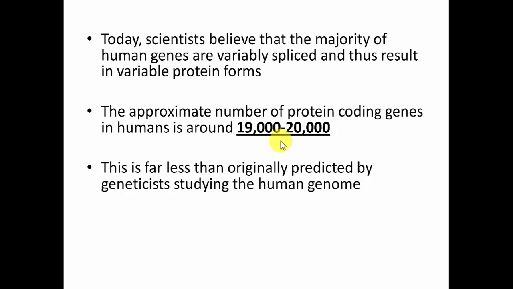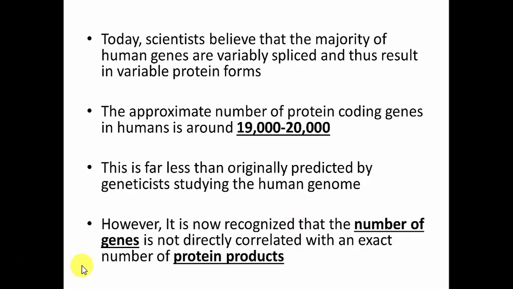And what they realized over time was that number wasn't exactly related to the complexity. If you think of how many proteins you make as a factor of how complex you are, you can think that the more genes, the more complex. But what they now realize is that the exact number of genes does not directly correlate with the exact number of protein products. With only 19,000 genes approximately, we can produce over 100,000 different protein products. And so this has to do with alternative splicing.